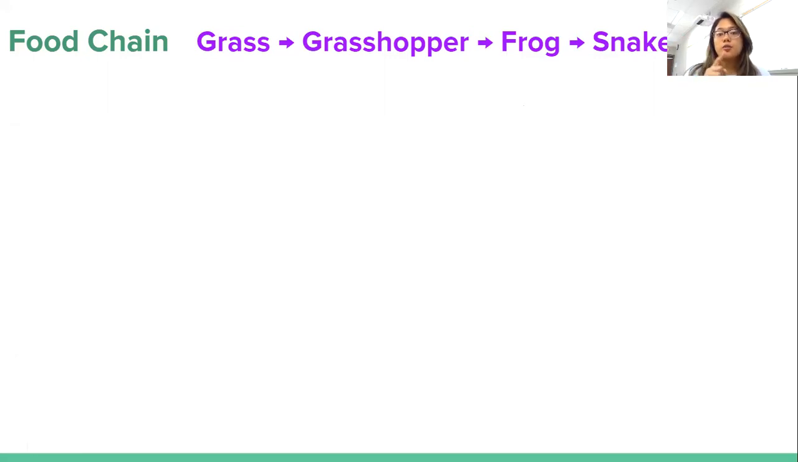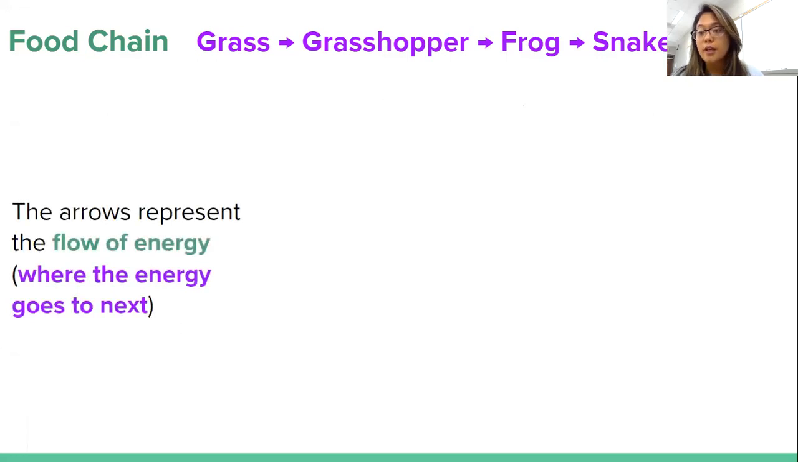Now those arrows represent not only where the food is going to go next, but specifically also where the energy is going to go. So that's what I mean by the flow of energy, where the energy goes to next. When the grasshopper eats the grass, that energy goes to the grasshopper. Okay, now the grasshopper has all of this energy, and its energy is going to be transferred to the frog when the frog eats it, and so on. So remember, the arrows point to where the energy is going to go next.